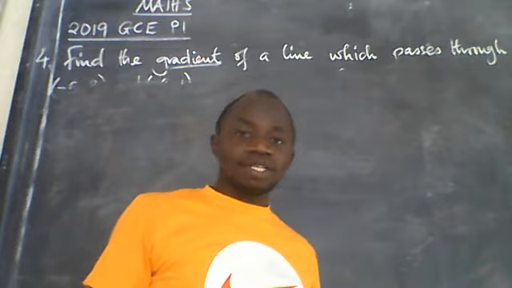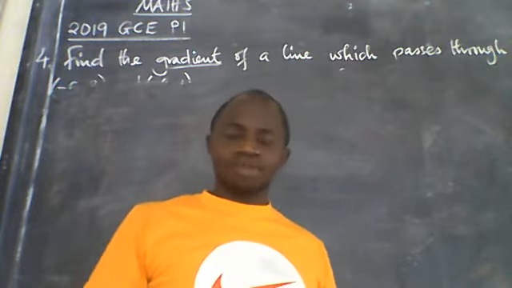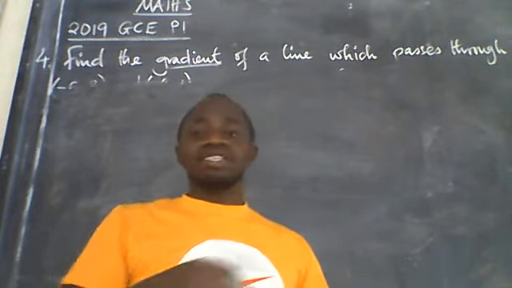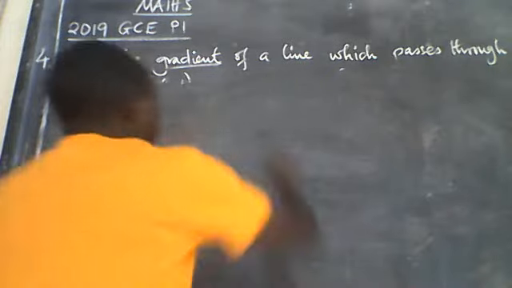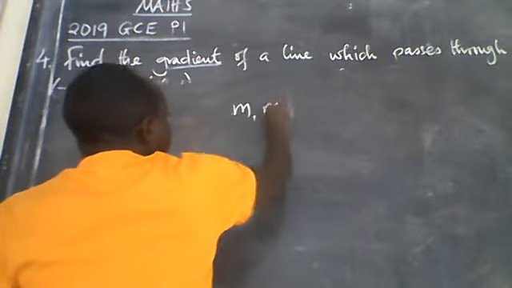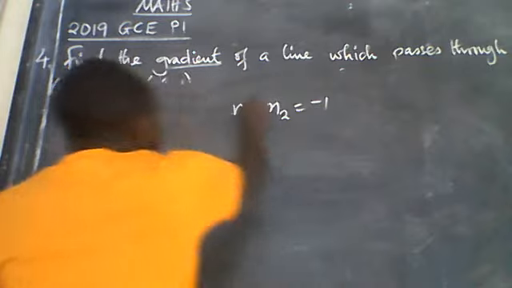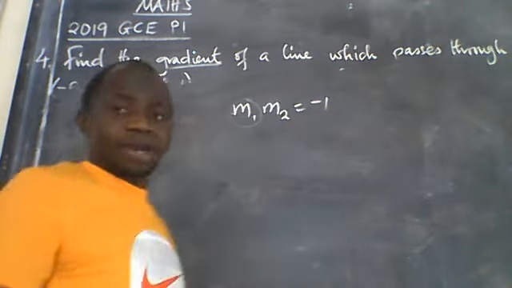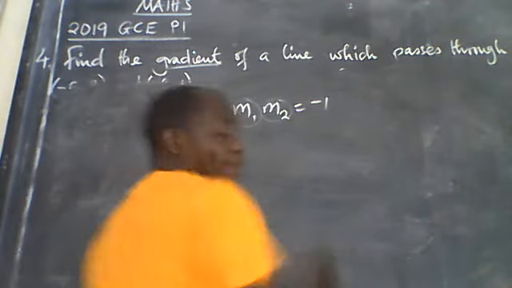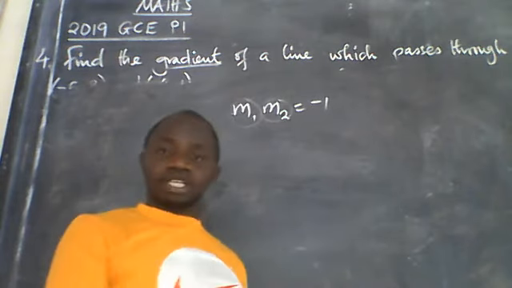For parallel lines, it's just straightforward: it's the first gradient. So we have m1 equals m2 for parallel, and m1 times m2 is equal to -1 for perpendicular. The application is well known there.